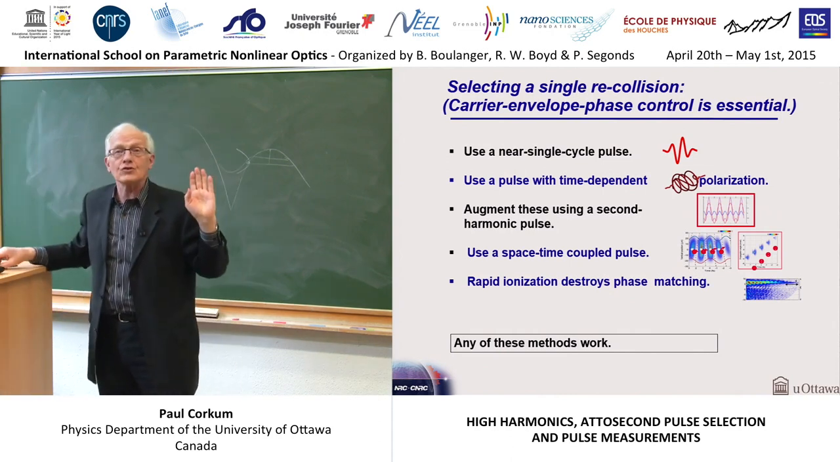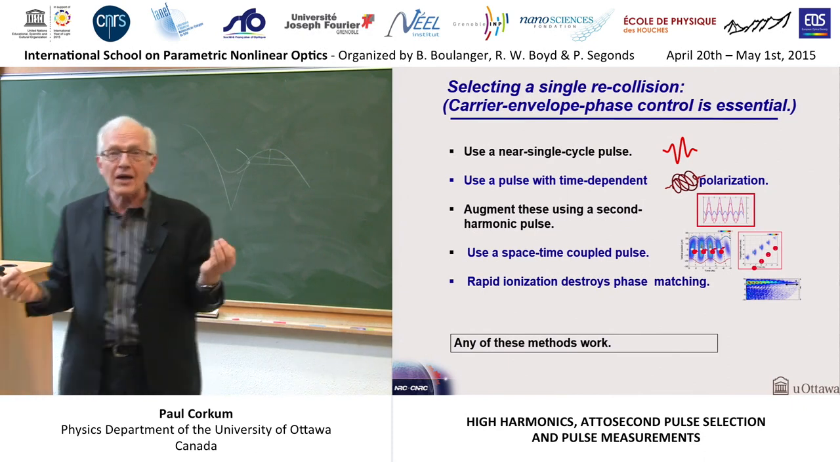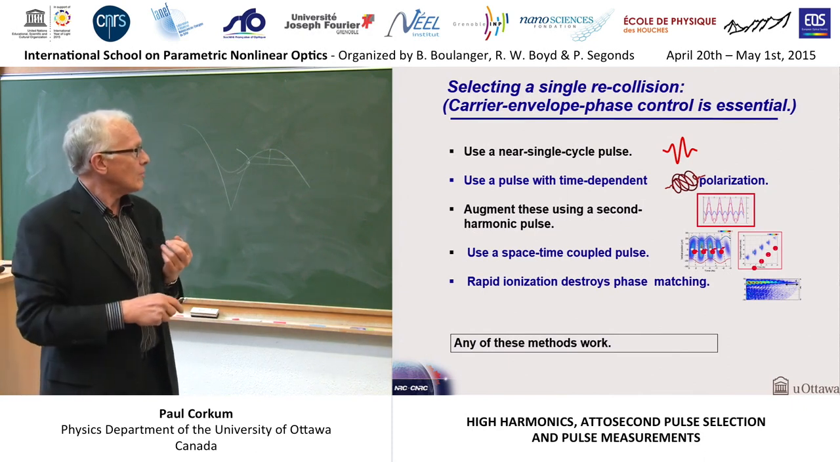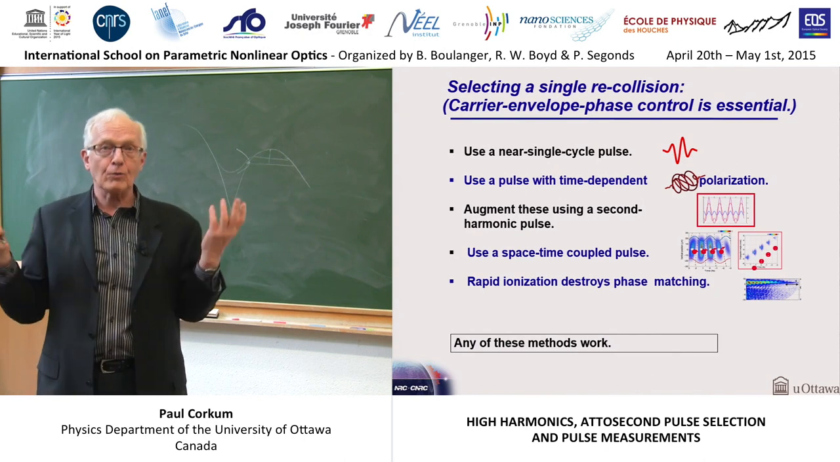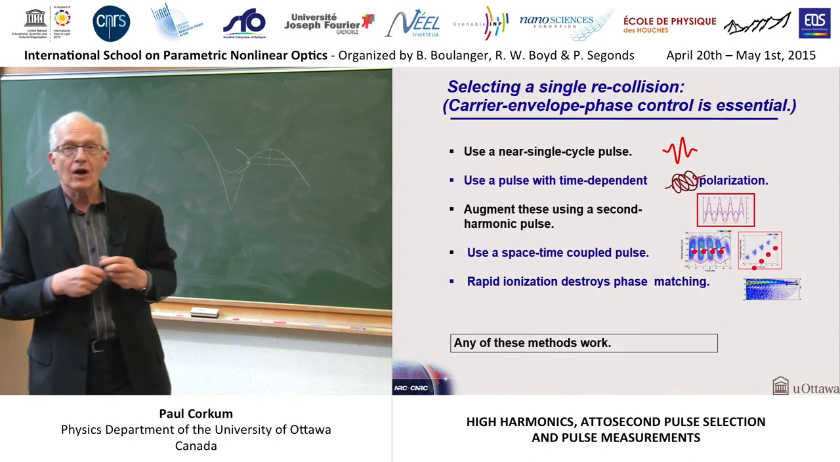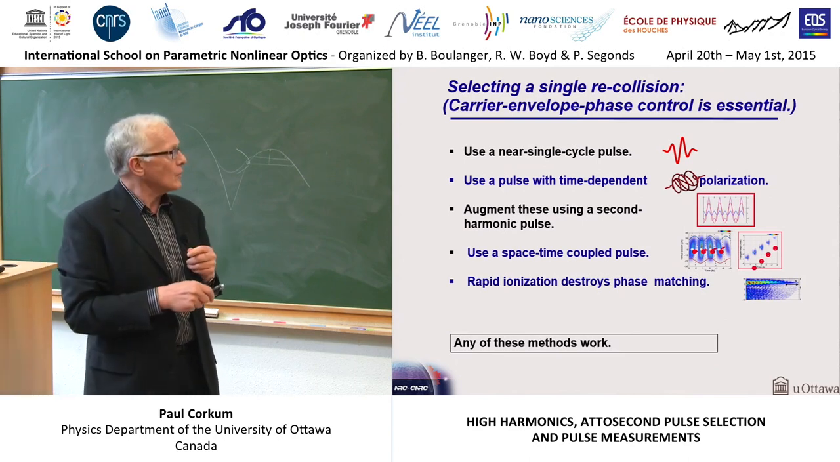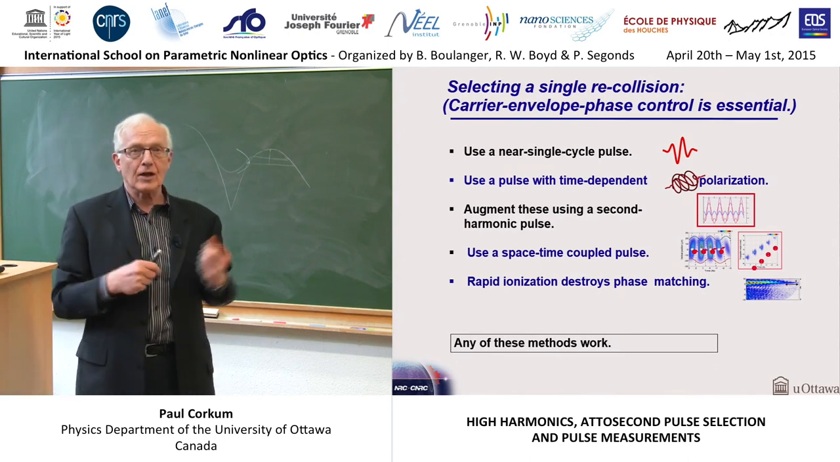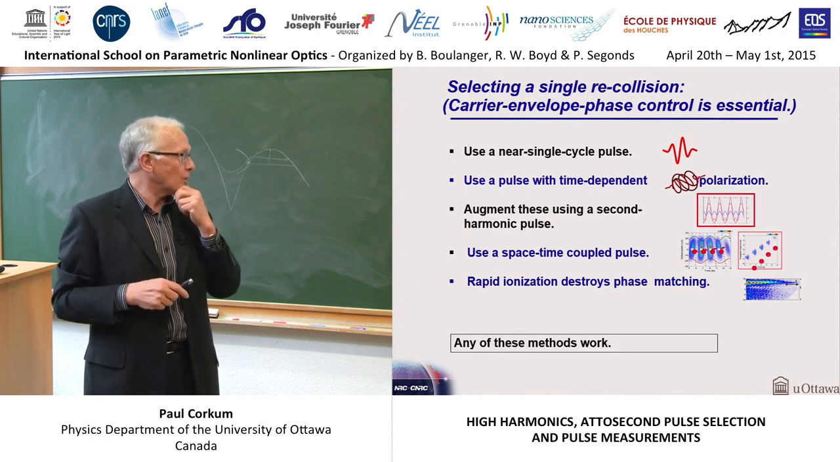I don't need such a good gate with a second harmonic added. So polarization gating can be augmented with the use of harmonic radiation. So often these two are put together and a harmonic is added. And it turns out to be quite an effective way.